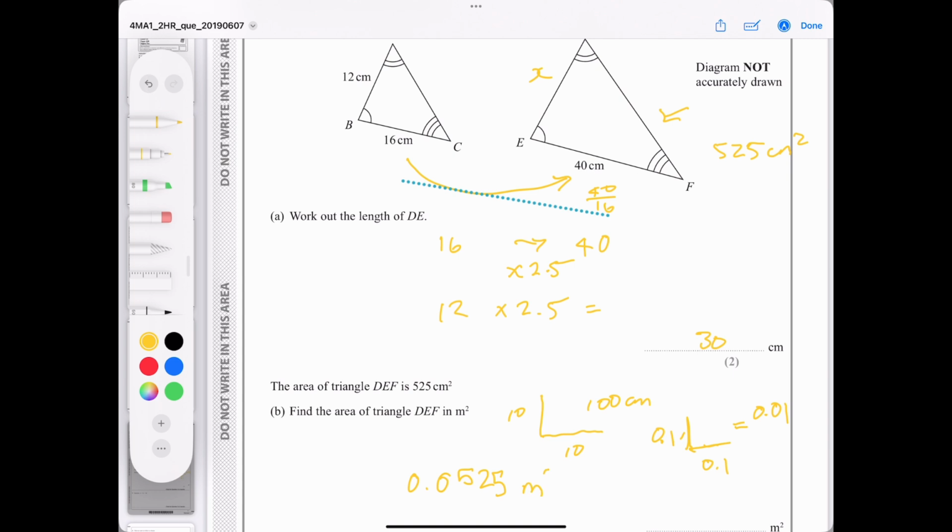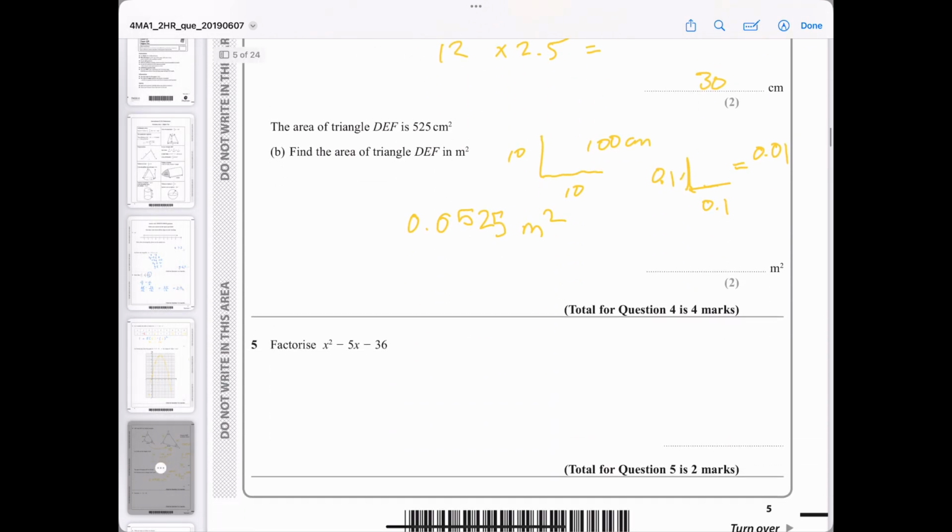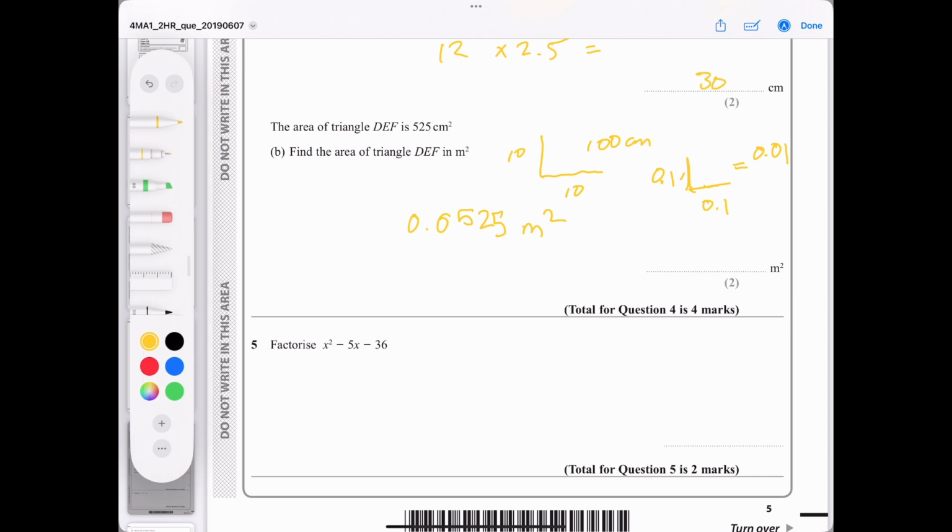So that tells me it's going to be 0.0525 metres squared. The reason is that although there are 100 centimetres in a metre, there are 10,000 in a metre squared because it's 100 by 100, and 100 times 100 is 10,000. Right, so that's our answer, 0.0525.